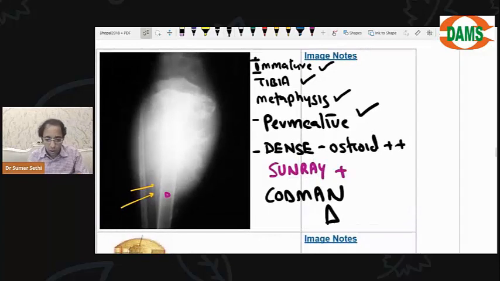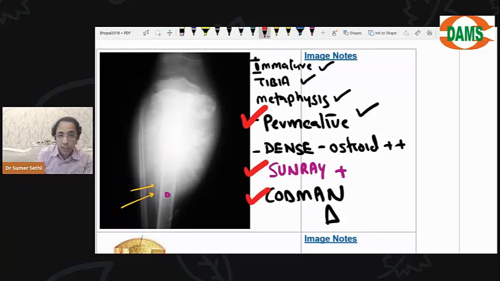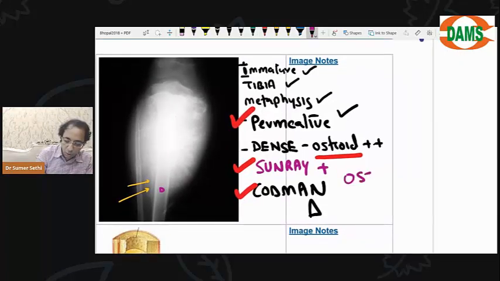Now we know the word permeative is telling me that it's a malignant process, an aggressive process. Sun ray appearance, Codman triangle, again telling me it is an aggressive process. An osteoid-producing aggressive tumor. So I will call it osteogenic sarcoma.